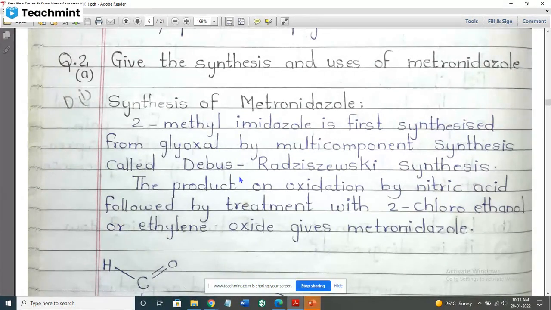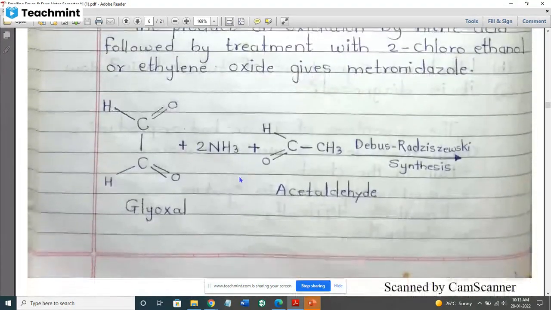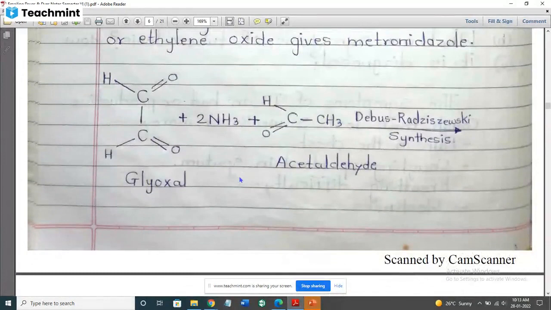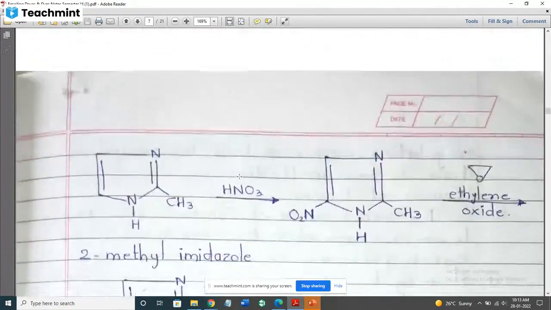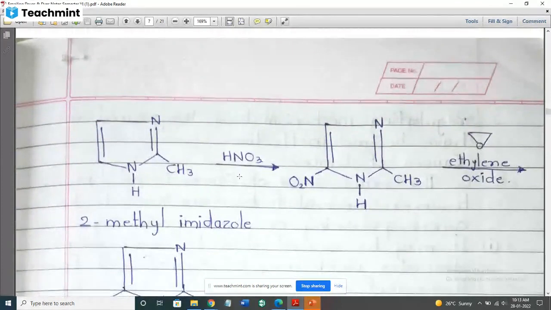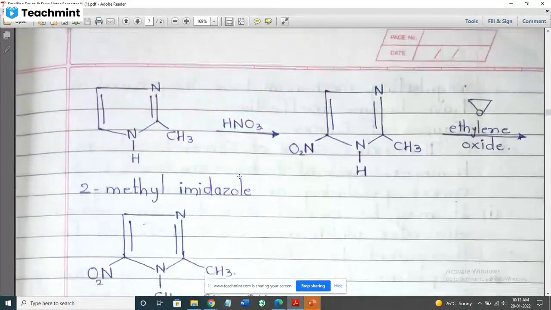So how can we prepare this metronidazole? That is the important part. Here the synthesis procedure is given. In the starting, we have to take glyoxal as the starting material. Glyoxal is reacted with two molecules of ammonia and acetaldehyde. This is a named reaction, a T.Y.B.Sc. type of synthesis reaction, which gives the intermediate, 2-methyl imidazole, which is reacted with HNO3, nitric acid.